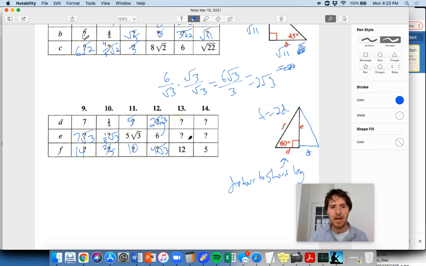13, what do we got here? 12 is the hypotenuse. Okay, that's easy. Detour to the shortest leg. 12 is the hypotenuse, shortest leg 6. E is going to be 6 root 3, okay?